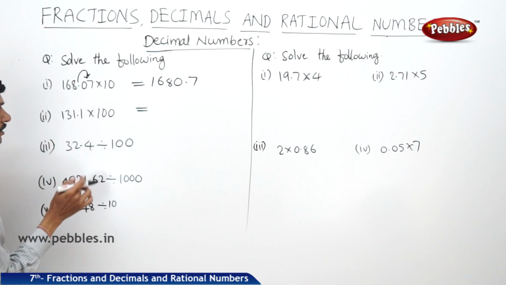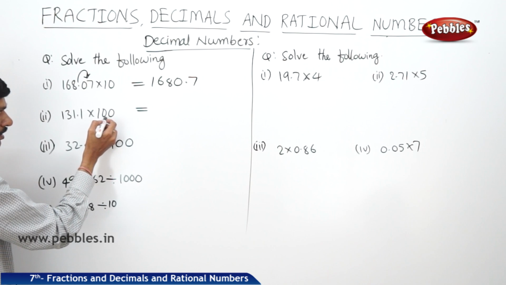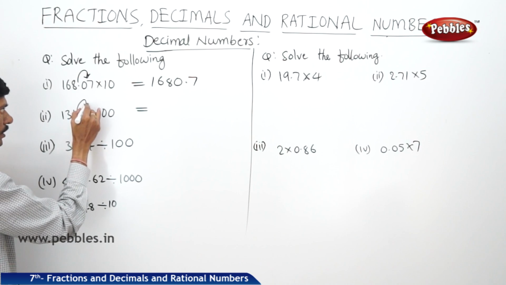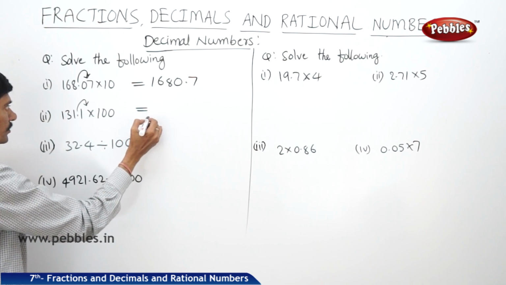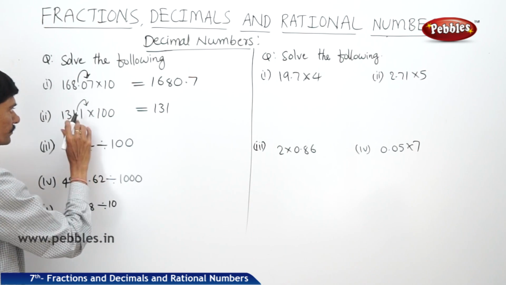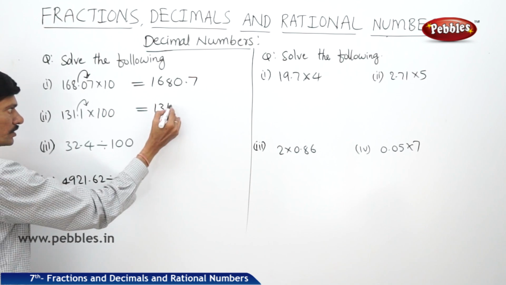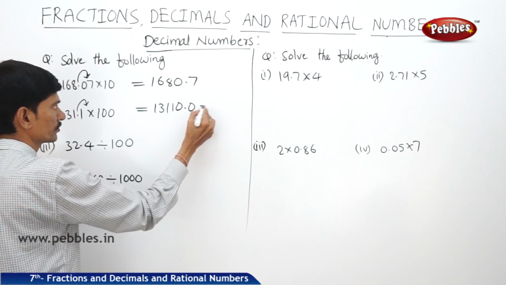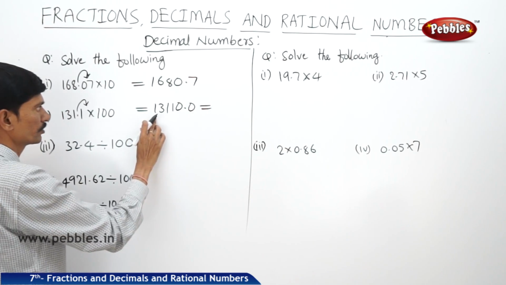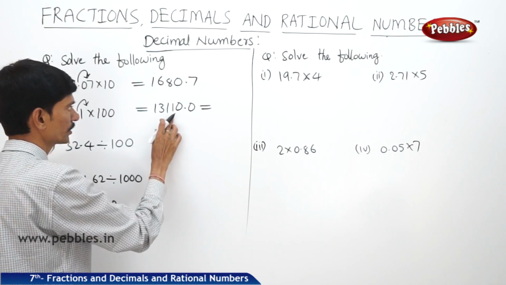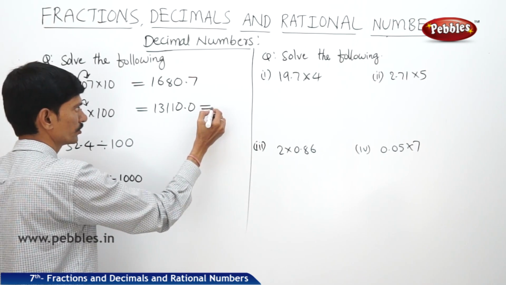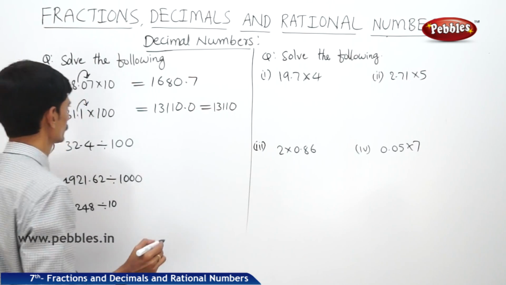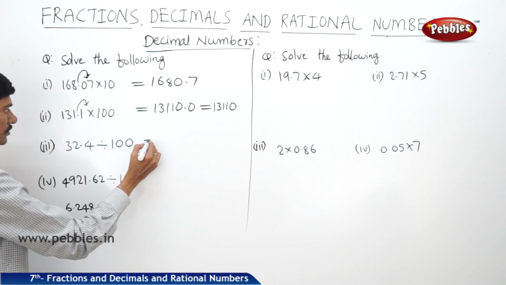Now when you multiply 131.1 by 100, there are two zeros in the given number 100. So the decimal point will be shifted two digits to the right. Then we get 131, so one digit 1 and the second digit 0, then 0.0. So this equals 13,110.0, which means 13,110. Now the next question.